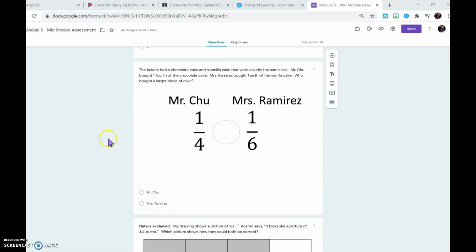The next one. The bakery had a chocolate cake and a vanilla cake that were exactly the same size. Mr. Chu bought 1/4 of the chocolate cake and Mrs. Ramirez bought 1/6 of the vanilla cake. Who bought a larger piece of cake? So you literally just answered the same question, but now you're telling me, did Mr. Chu or Mrs. Ramirez have the bigger piece of cake? So you're going to select one of the people.